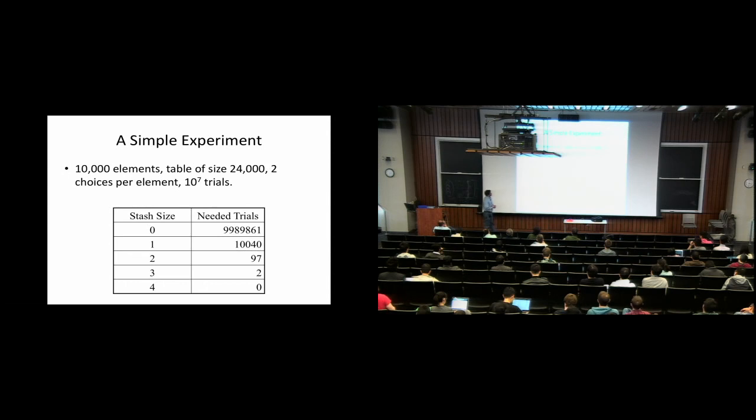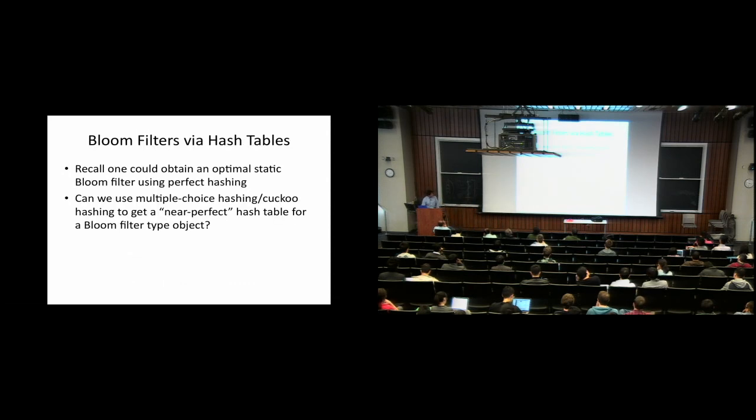So as an example, in an experiment using 10,000 elements in a table of size 24,000, doing lots of trials, 99.9% of the time we never needed a stash. But even when we needed a stash, it was almost always a stash of size 1, and we never actually even needed a stash of size 4, right? So a stash of size 4 gives you lots of protection against additional failures. Okay.